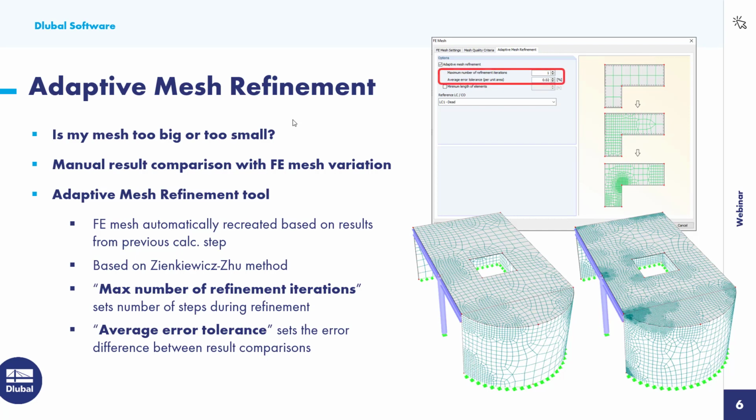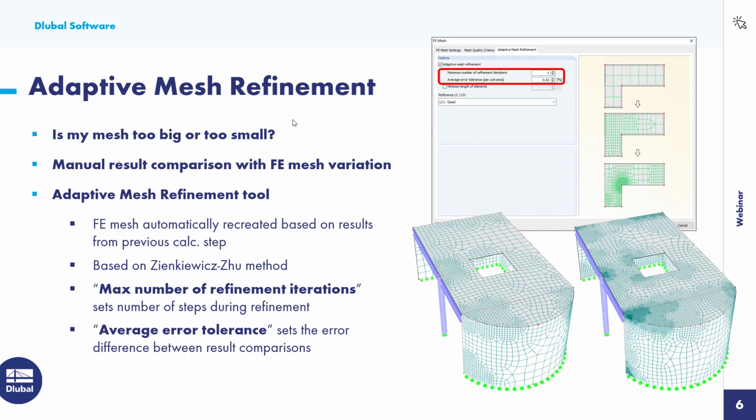The max number of iterations by default is set to 1. So this just sets the number of steps during the refinement. Now, typically 1 iteration is fine. You have the ability, though, to consider multiple. The average error tolerance sets the error difference between the result comparison. So when we compare the results from one FE mesh to the results from the second FE mesh, what error difference do we want to set that tolerance to?